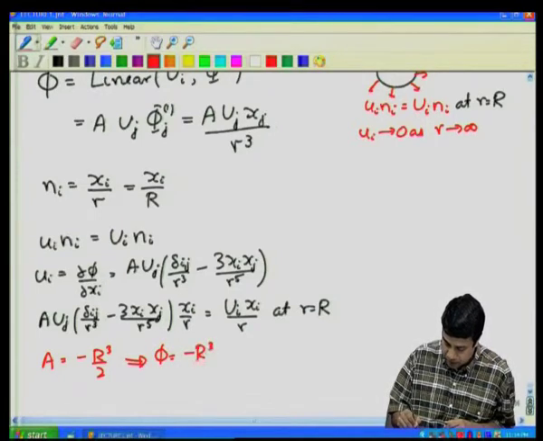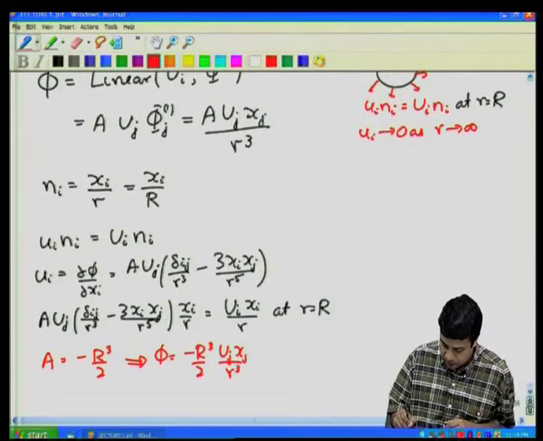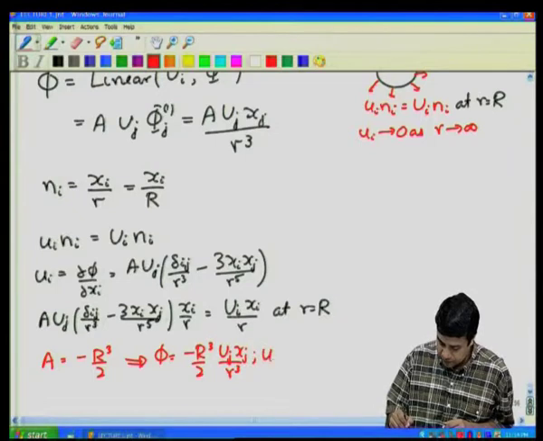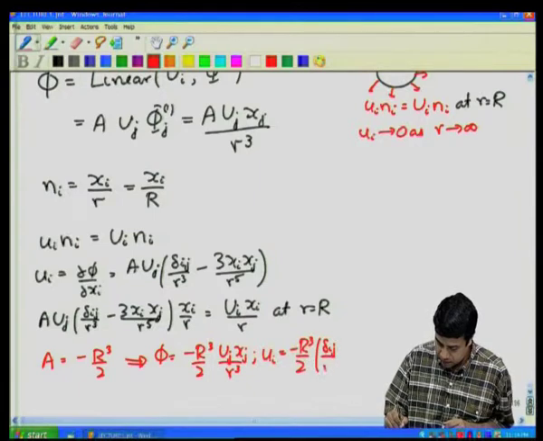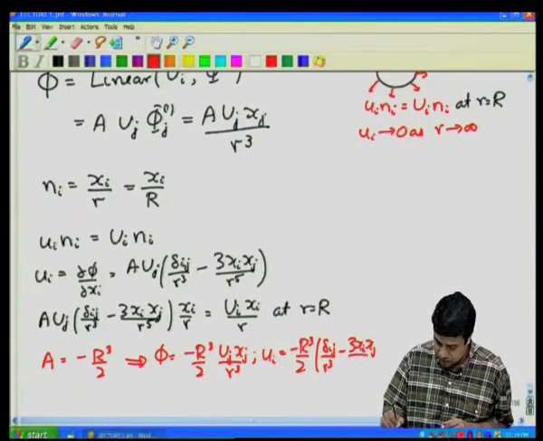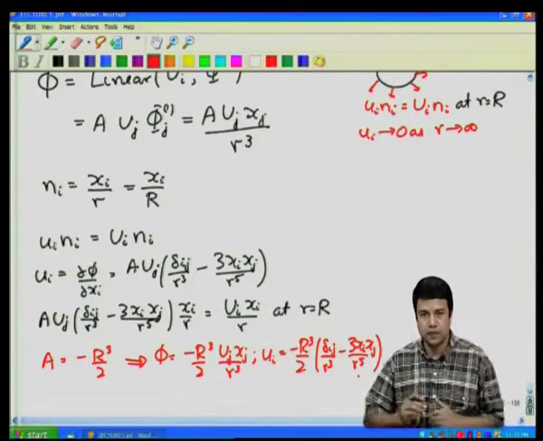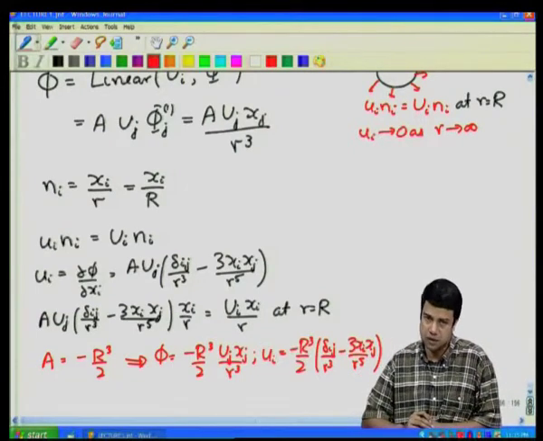minus R cubed by 2 by r cubed, and the velocity. That gives the solution for the potential and for the velocity.